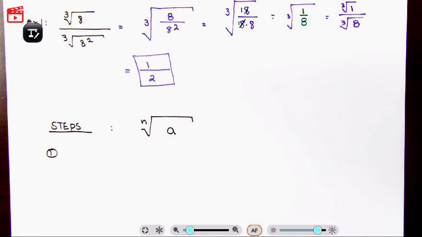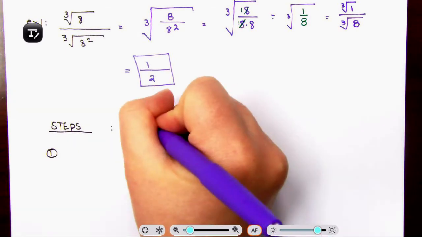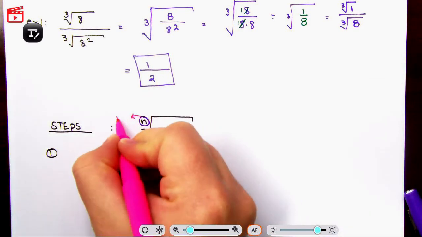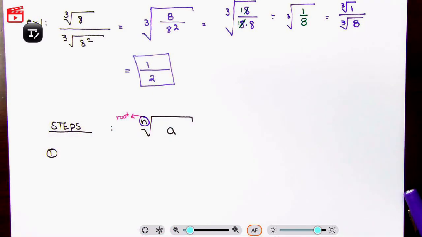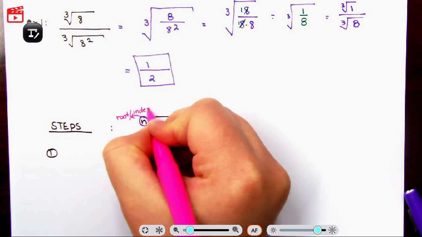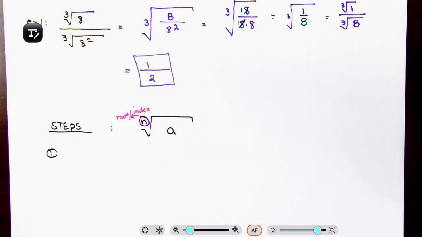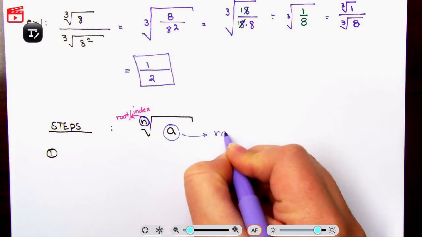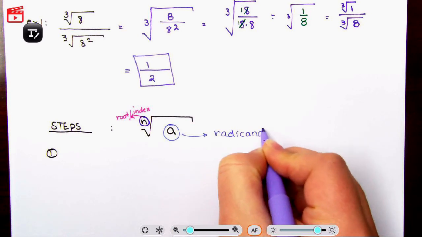When we're talking about an index or a root, we're talking about that n. This is root or index. You can either hear me say root, sometimes you'll hear me say index. Then the other one, this one right here, that's called the radicand.